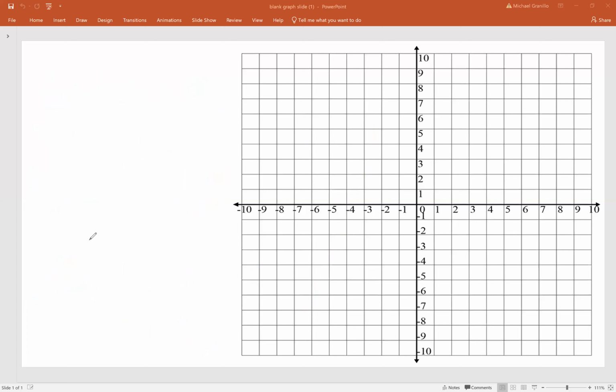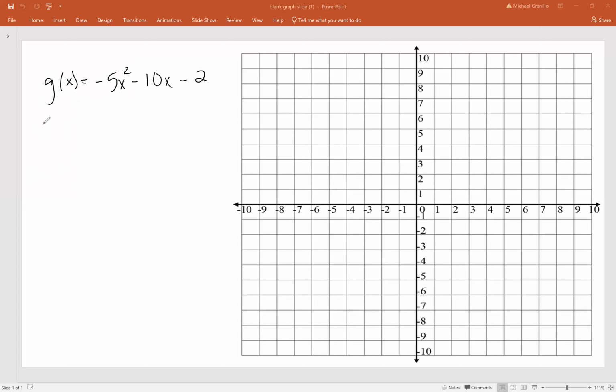Let's maybe try one with a little negative action, shall we? Let me change something real quick. So g of x is equal to -5x squared minus 10x minus 2.